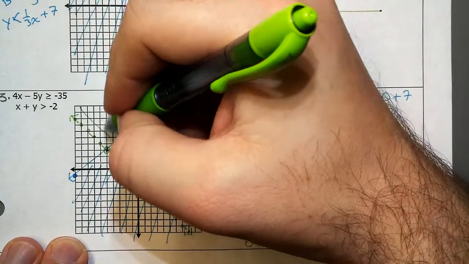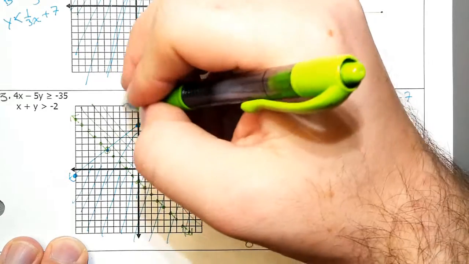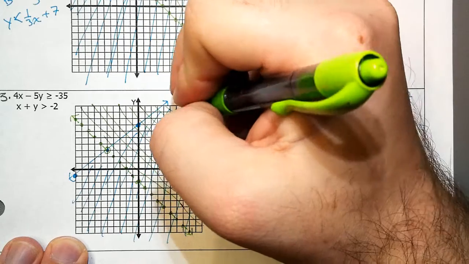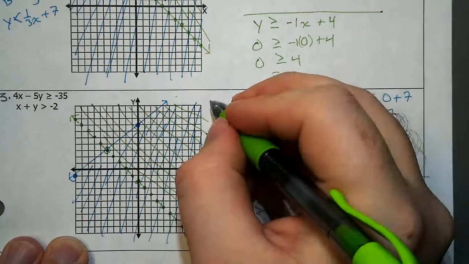So let's go this way. And we're only looking for the solution that has both blue and the green, which is going to be right here.